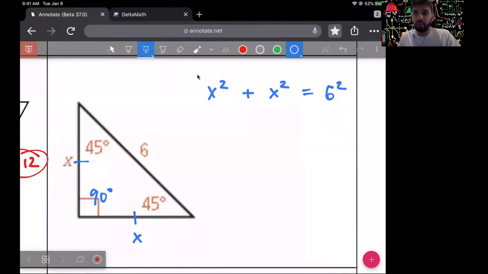So now we just apply the rules of algebra and we solve this equation. So right here, I see two of these x squareds. If we're combining like terms, we need to add those two together, but the exponents stay the same. So this is two of them, 2x squared is going to be equal to, and 6 squared is 6 times 6, or 36.